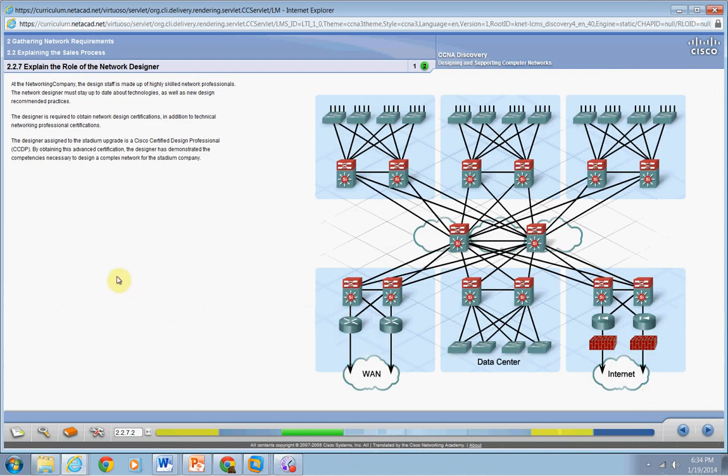So the roles of the network designer is pretty much what I said. You have to know your stuff, and you have to be highly qualified. I mean, look, these guys are Cisco design professionals, they're CCDPs, and they have to have their design certificate. They have to have their networking, they have to have the classes we're taking plus more to be able to do this.